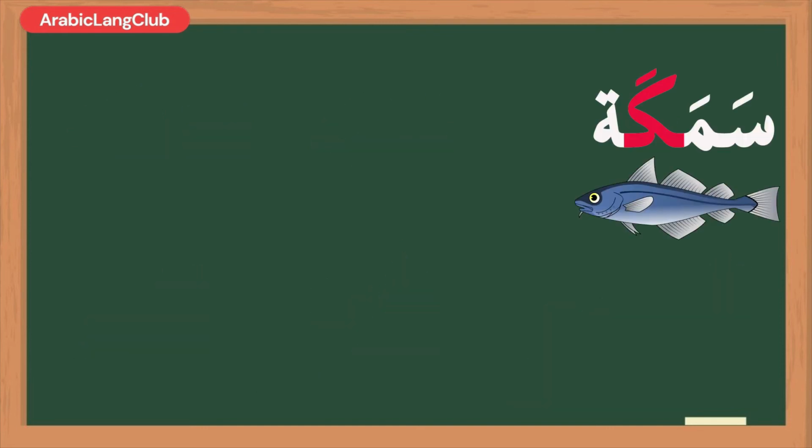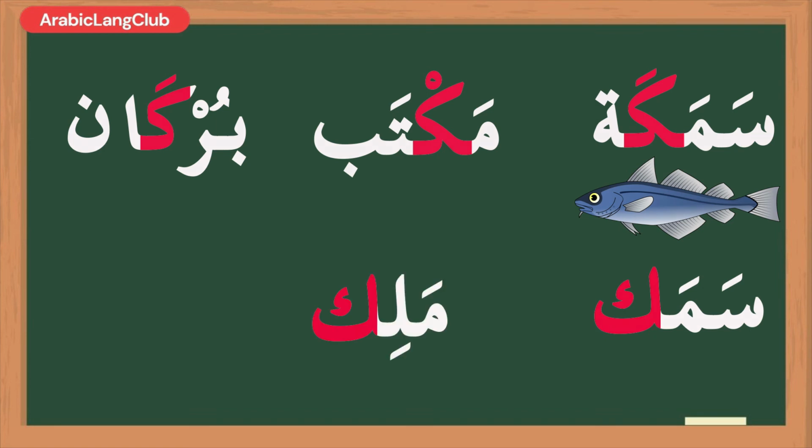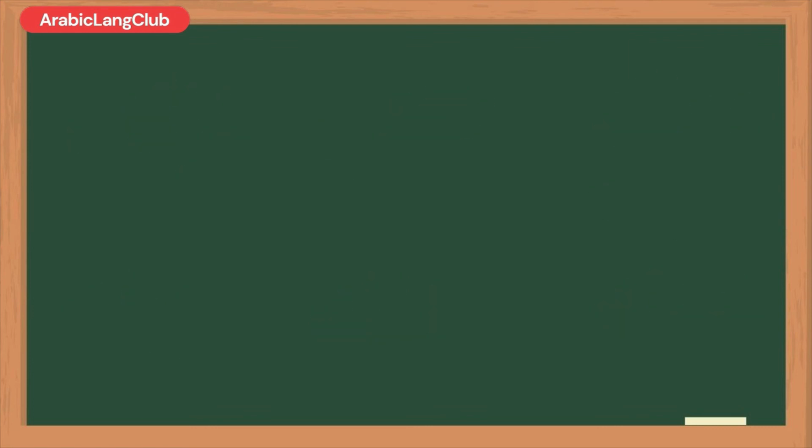In the middle: سمكة، مكتب، بركان. At the end: سمك، ملك، ديك. Ya as an initial letter.